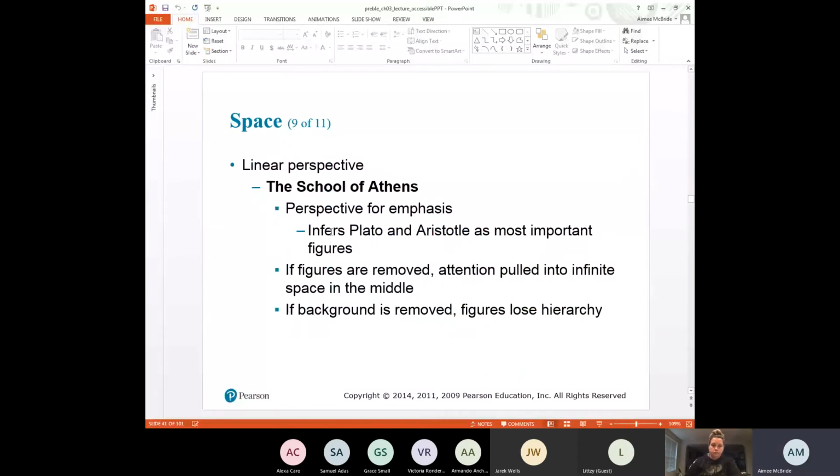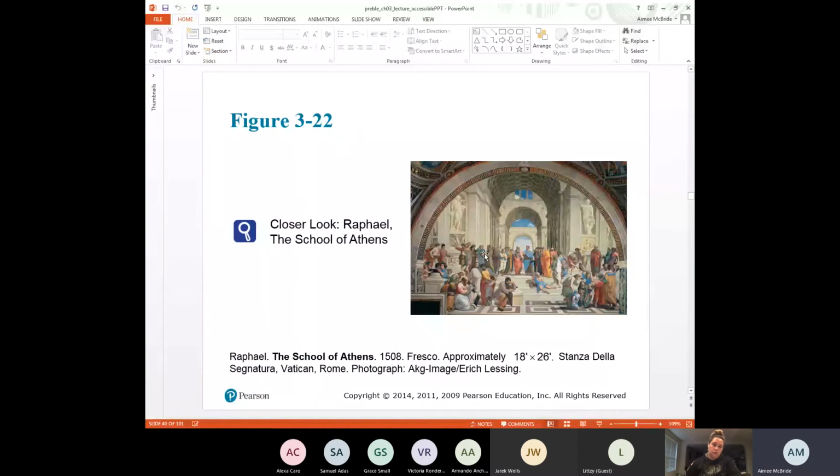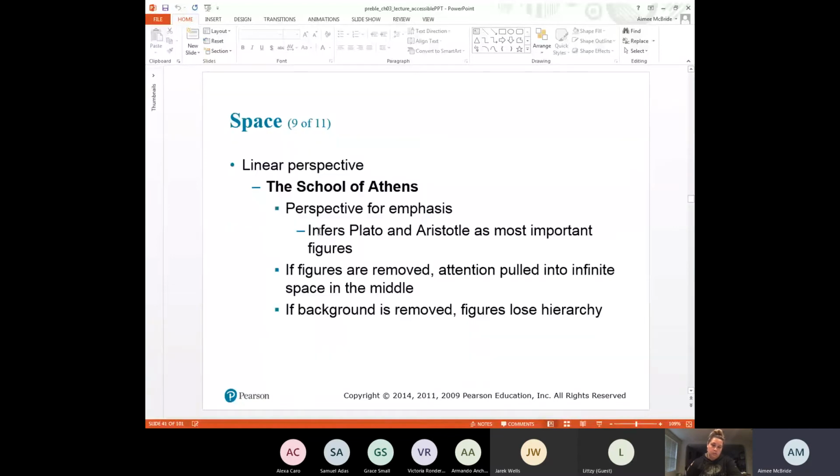So, because our vanishing point is right here on these two guys, that tells us that those two men are probably the most important people. And those two guys are Plato and Aristotle. And this is called the School of Athens, which means this is all about learning and education, which makes sense. Plato and Aristotle are your central figures in that painting, since they are important philosophers.